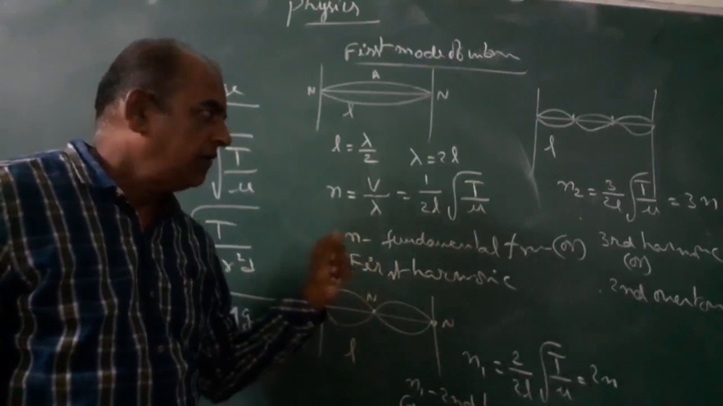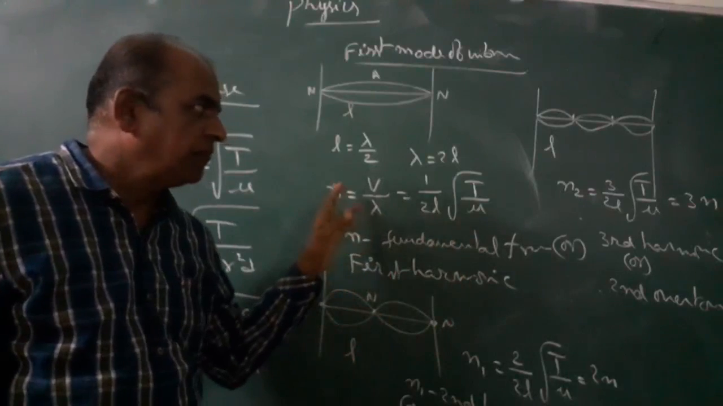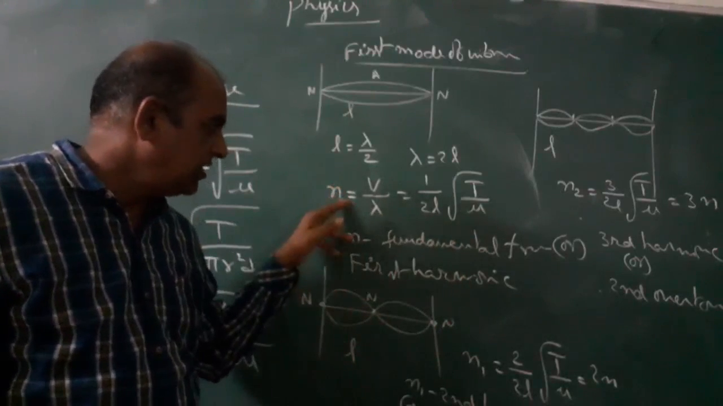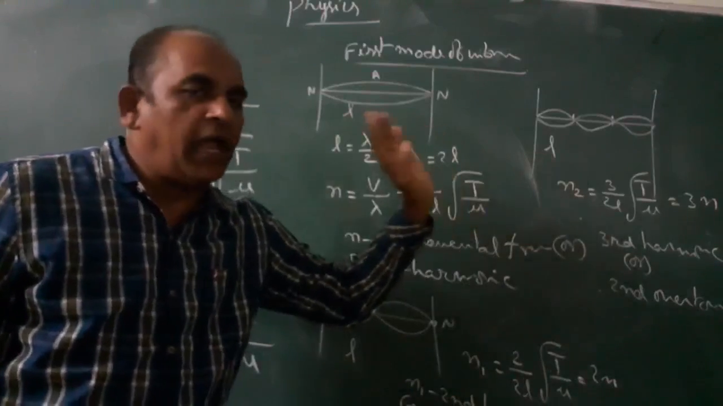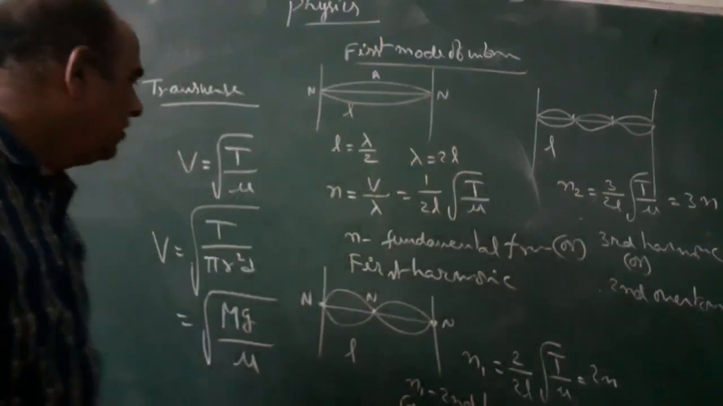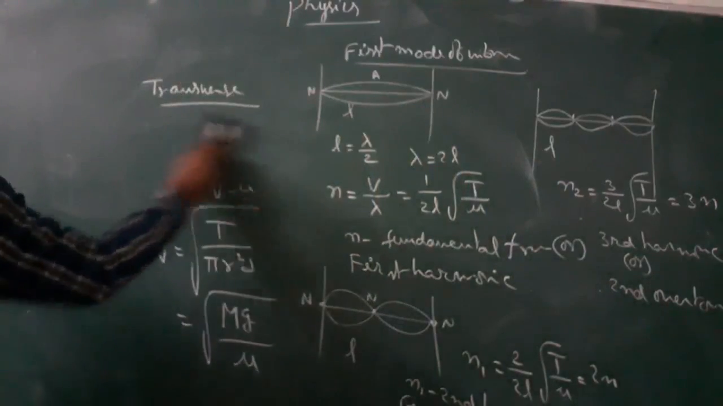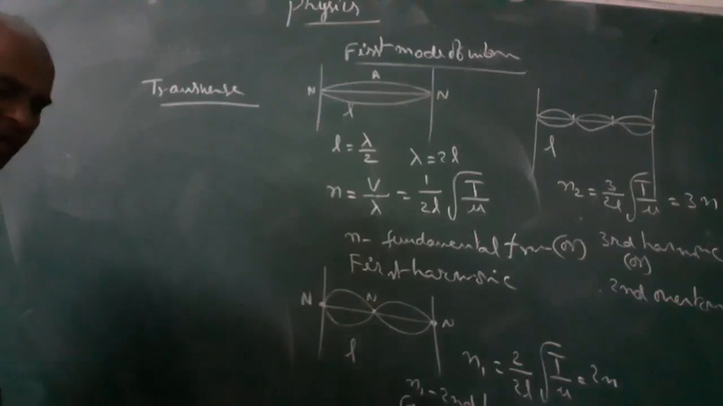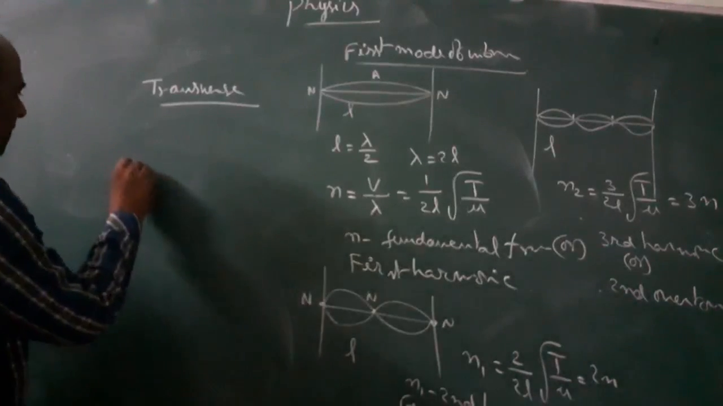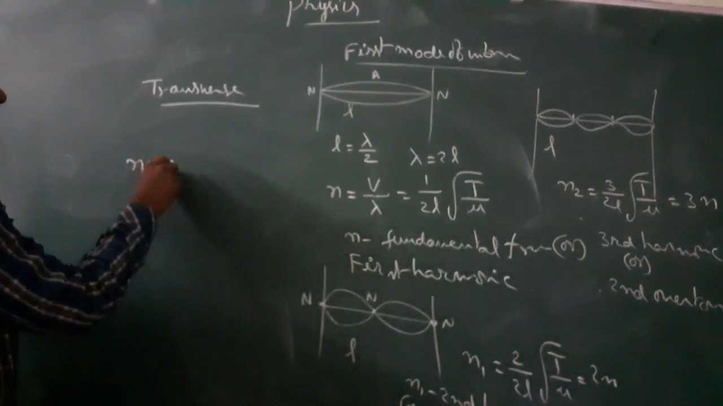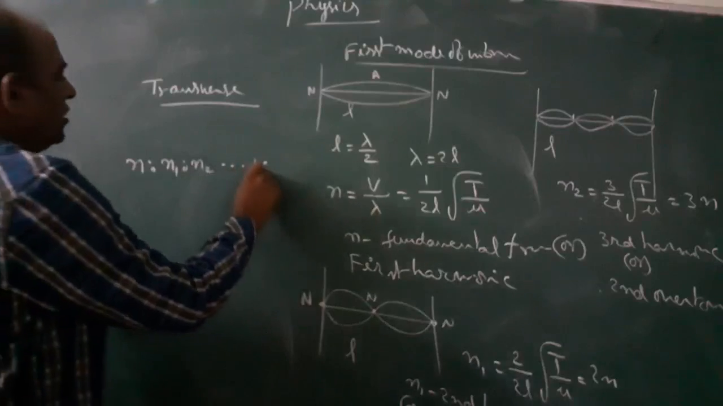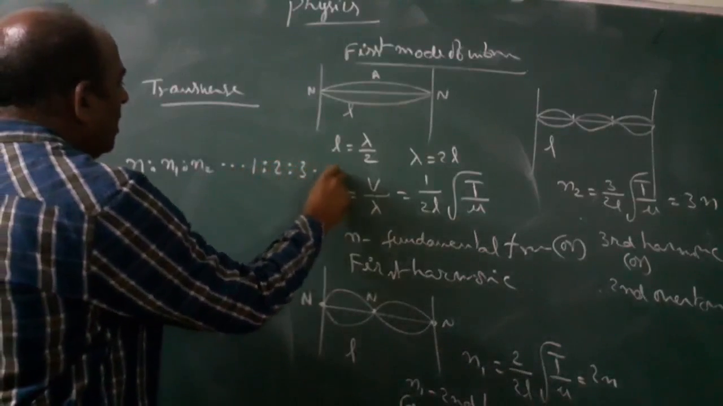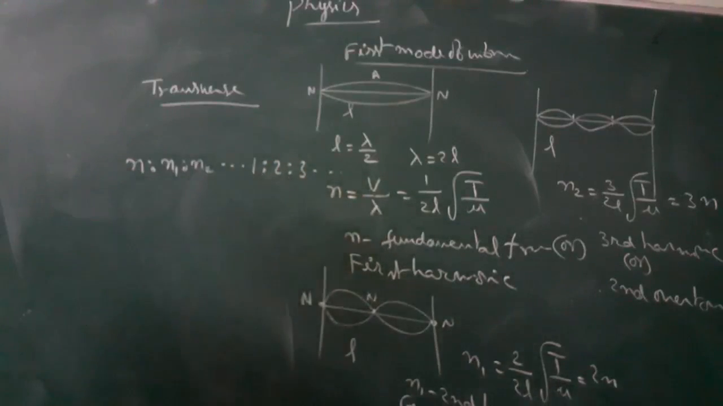And the fundamental frequency is N. It is 2 times, so second harmonic; it is 3 times, so third harmonic. Therefore, in a vibrating string, the ratio between the fundamental frequency and overtones is in the ratio 1:2:3, etc. So this is an important point.